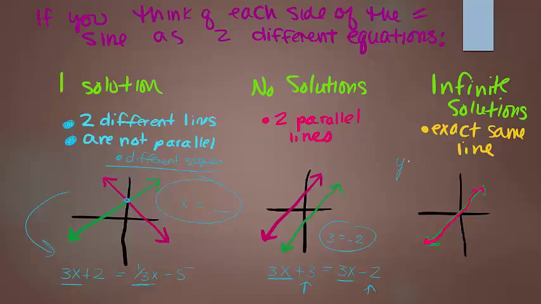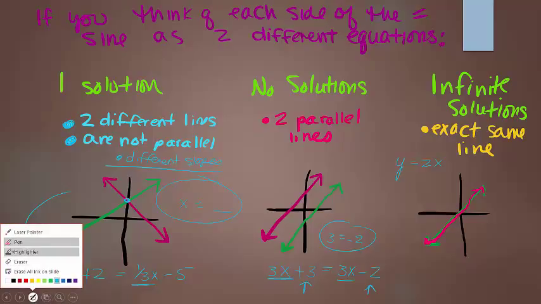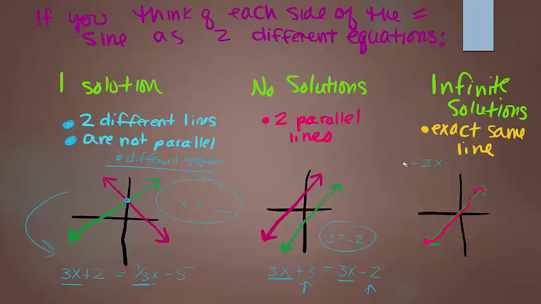For example, y equals 2x, or, let me rewrite that. We can do 2x equals 2x. Okay, so they're the exact same thing on both sides, or maybe you have 2x plus 1 equals 2x plus 1. Okay, this is another example where we have the exact same thing on both sides.